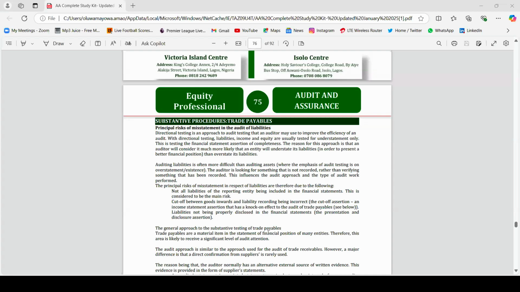So when we talk about payables, we're not just talking about what you owe, because we are looking at liabilities. When you collect a loan, that's a liability. When you make provision for something that you know will probably happen in the future, that's a liability. And when you receive goods from a supplier and you are yet to pay, that's also a liability. So trade payables are those things that you receive goods from and you are still yet to pay for. It could be service, it could be goods.